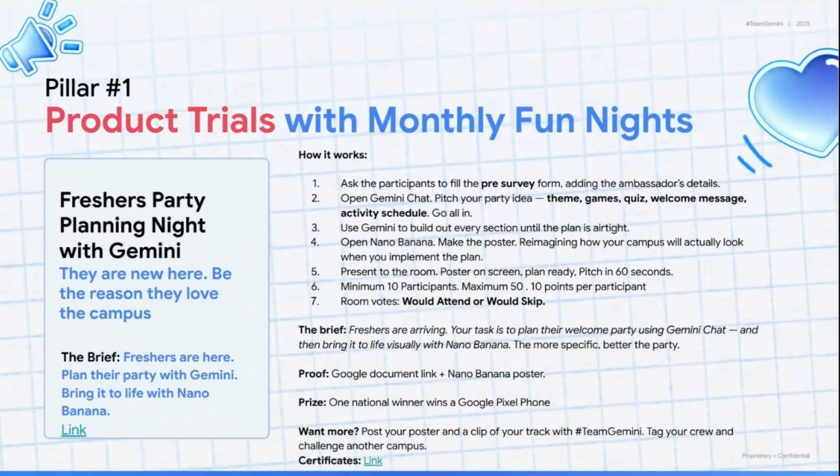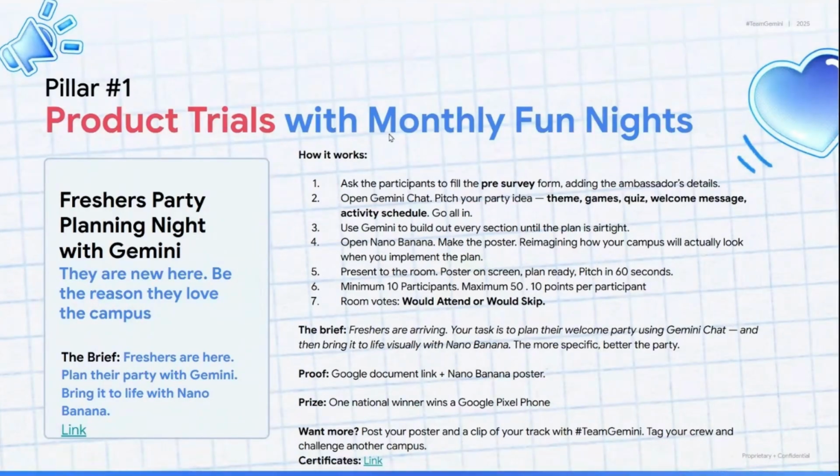I think it's all mentioned in the image, the message that we sent to you, right? So I want you to get that as well. If you have the chance, do it as soon as you can, so that you can make the most of it. Okay, so what's the brief? Freshers are here, plan their party with Gemini, bring it to life with Nano Banana. Now consider I am the ambassador and all of you are my participants. I'm going to talk in the same way, although I'll keep reminding you, because you might forget, because at the end you are the ambassadors, right?